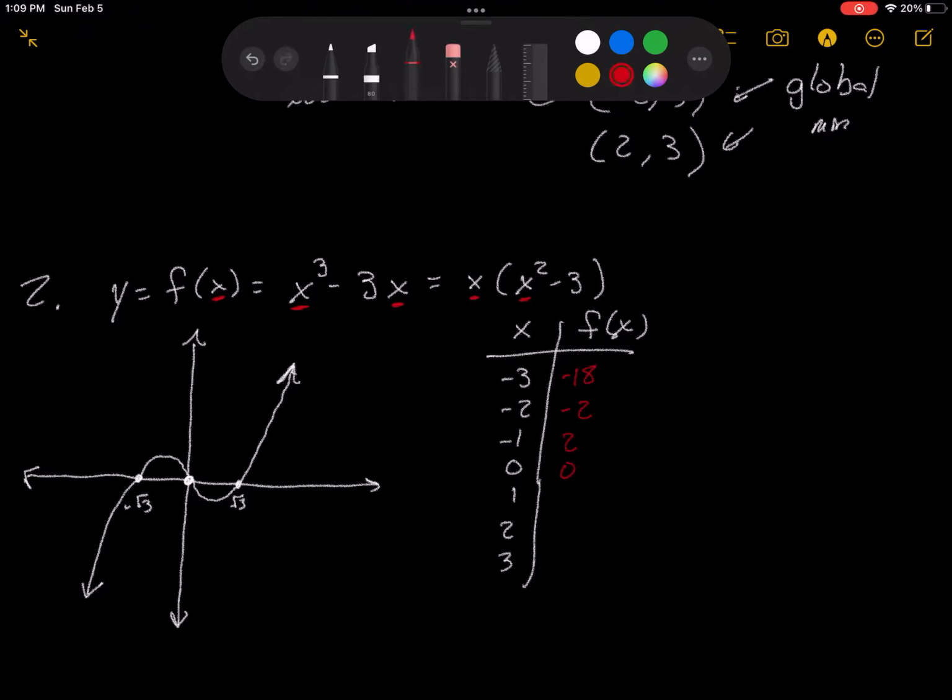And if I look at +1, I get 1 minus a 3 gives me a -2. If I look at +2, that gives me an 8 minus a 6, which gives me a... oh, wait a minute. That gives me a -2? No, +2. And if I look at 3, I get 27 minus a 9. That gives me a 16. No, 18. Can't do math.